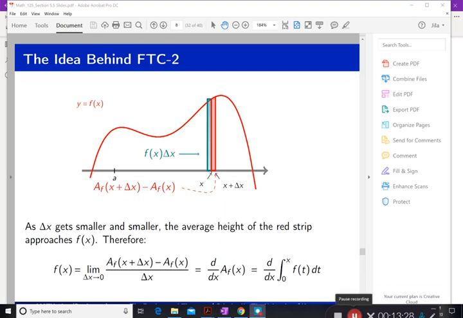A complete proof would contain all the technicalities and this idea behind it.